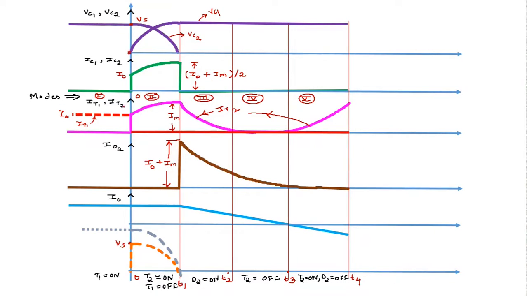Therefore, T2 current will be equal to 0. So this curve shows IT2 here. Diode D2 current will also be equal to 0 because diode D2 is not conducting in the first mode of operation. Load current will be constant, as we have assumed the load current is constant here.